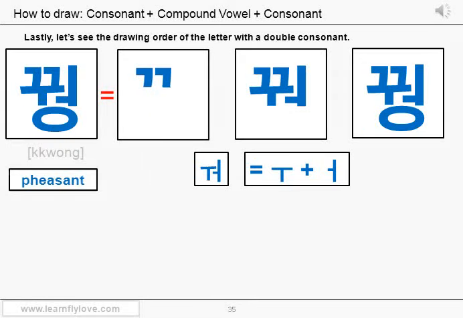The next word is a pheasant. The first consonant is a double consonant, 그, 그, the emphatic sound of 그. And the vowel is a compound vowel, 워, 워. 우 plus 어, 우어, 워. And the final consonant is 이응, the round consonant which sounds like English alphabet NG when it's used as a final. So it's 그, 과, 꽝, 꽝.